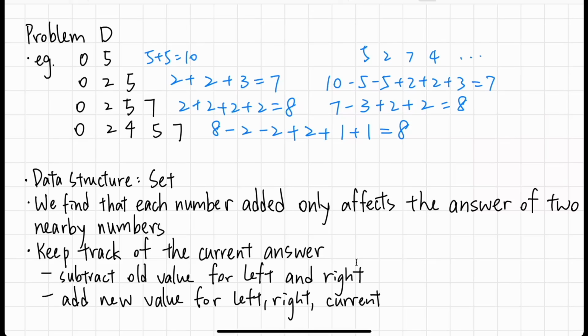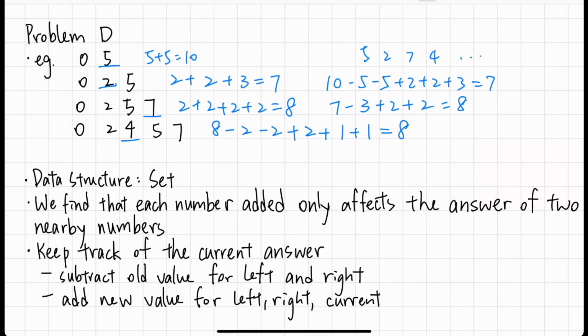So what I mean from this example is that we can just subtract, since for each addition, it only affects the number on the left and right. So this is the number that's added. And then we can first subtract the original answer for the left and right value, and then we add back the new answer for all three of these values.